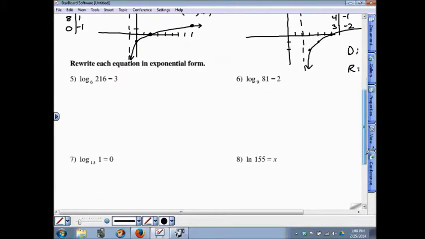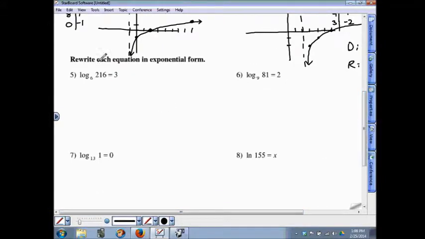Okay, this next section is pretty easy, just rewriting. If it's in logarithmic form, you can exponentiate using the same base. So you have 216 equals 6 to the third. Here you use a base of 9. So that's gone, and you have 81 is equal to 9 squared.